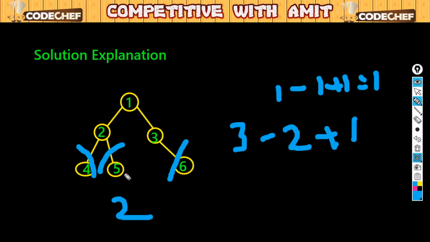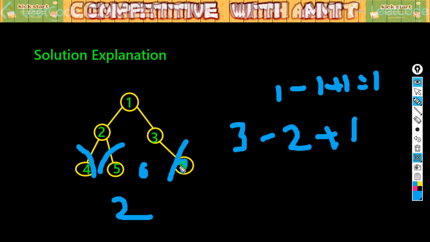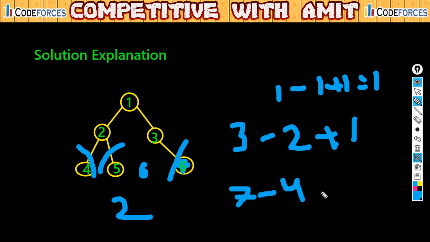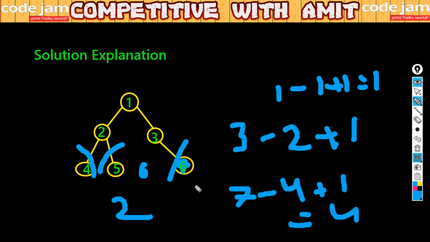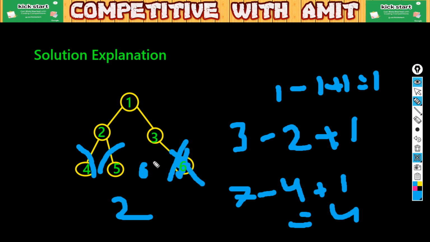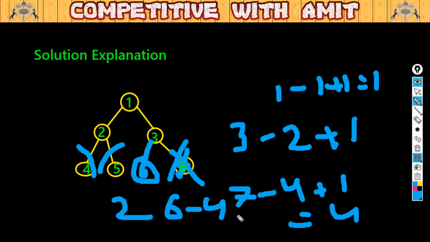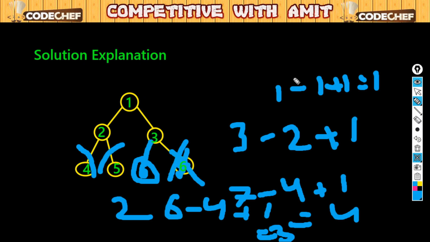Now how will we index these leaf nodes? This will be 4, this will be 5. Now the value here will be 6, this value will be 7. So what is our answer now? 7 minus 4 plus 1, so it will be equal to 4. Now suppose we do not have this node. What will be our answer? The same thing: 6 minus 4 plus 1. So we know that if we have some indexing, then we can find it out easily.